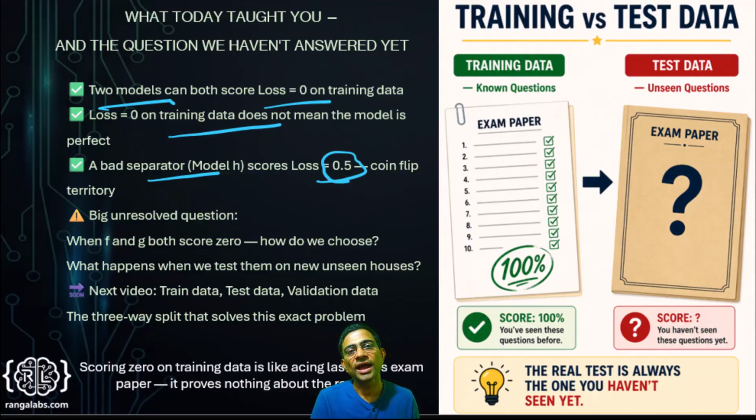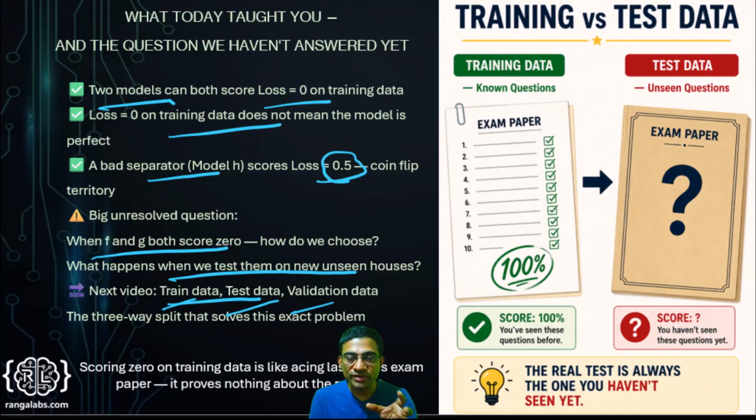So now we have an unresolved question. If F and G both are 0, then how are we going to choose? What happens if we test them on new unseen data? Are they still going to predict as perfectly as they did here on the 6 data points with no errors, or are they going to start getting errors? So in the next session, we are going to see 3 new types of data. One is the training data, one is the test data, and the third is the validation data. This 3-way split will solve our problems.